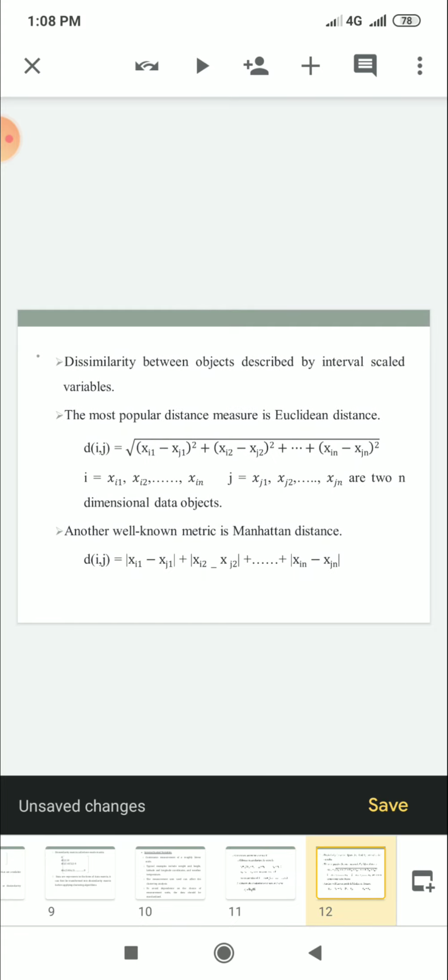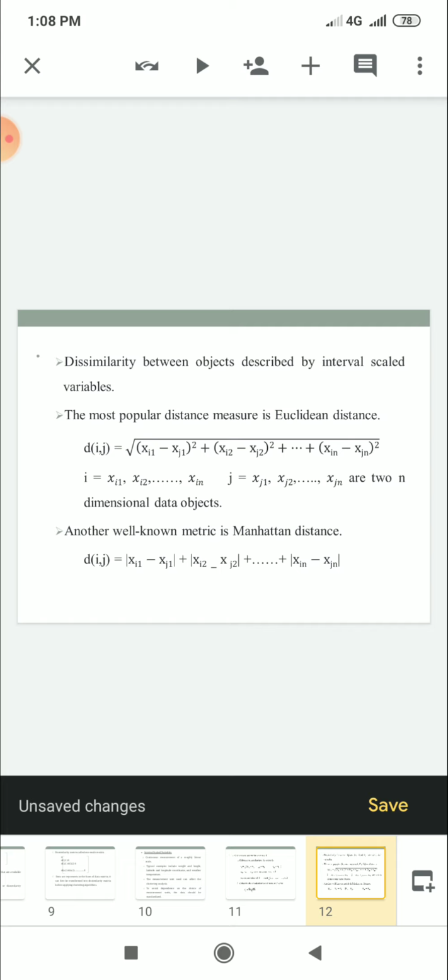Dissimilarity between objects described by interval scaled variables. The most popular distance measure is Euclidean distance. It can be calculated by the formula d(i,j) = square root of ((x_i1 - x_j1)^2 + (x_i2 - x_j2)^2 + ... + (x_in - x_jn)^2), where i = (x_i1, x_i2, ..., x_in) and j = (x_j1, x_j2, ..., x_jn) are n-dimensional data objects. From these portions, questions are asked for the exam.